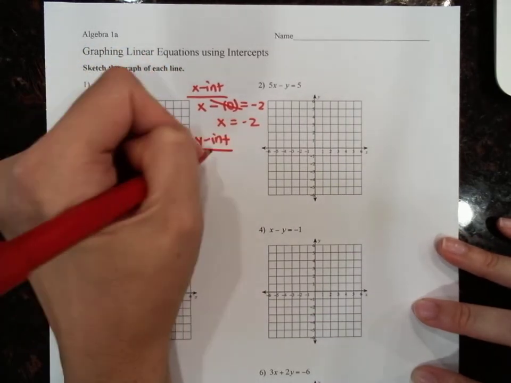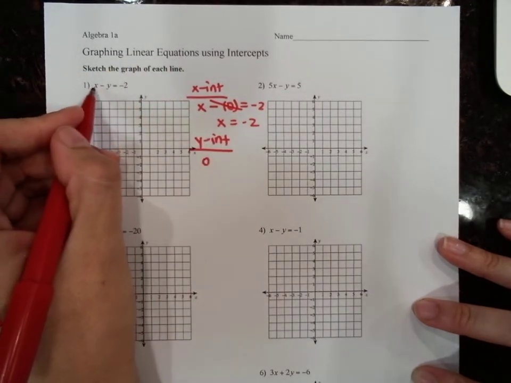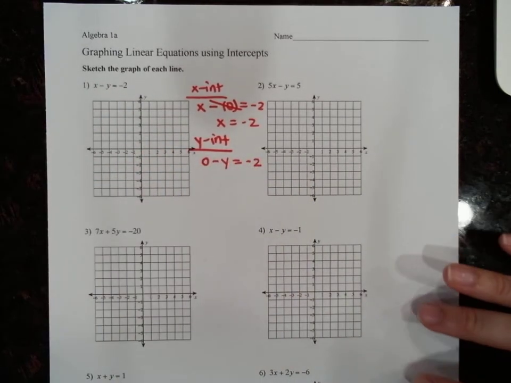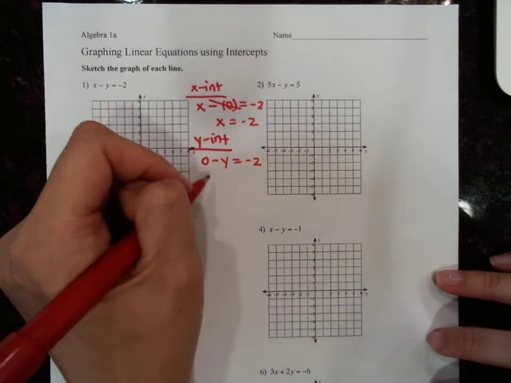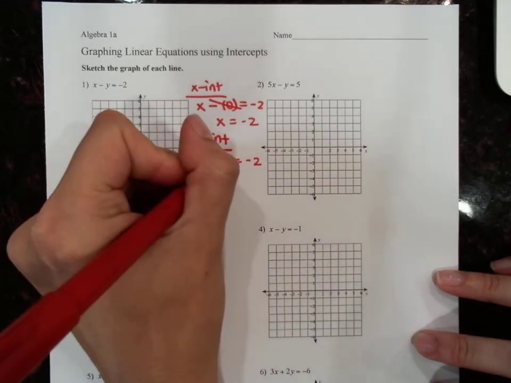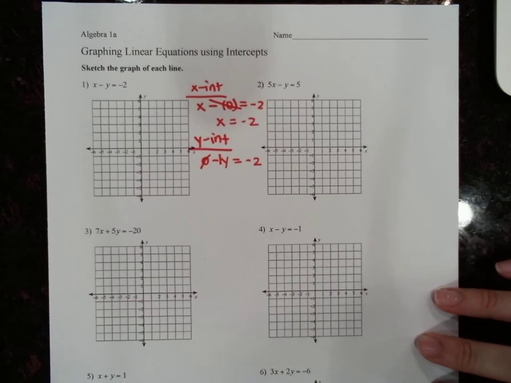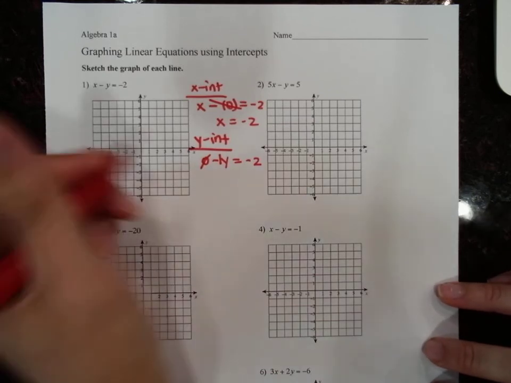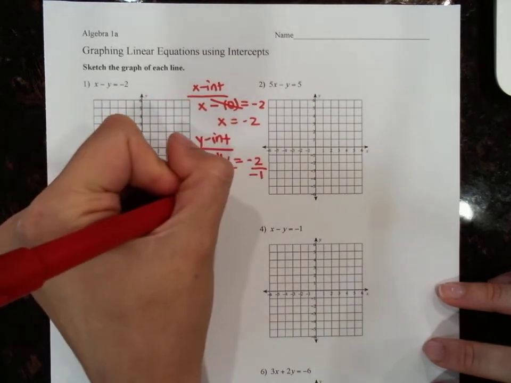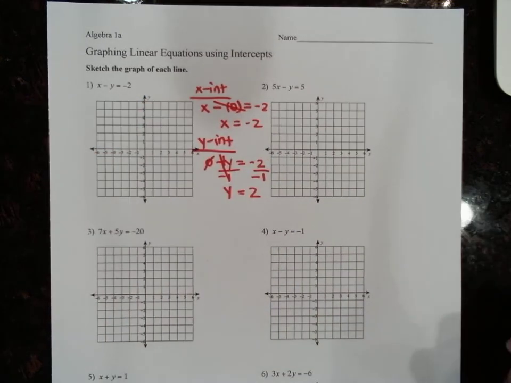And then the y-intercept, we know that x is 0. So we're going to put in 0 for x. So we have 0 minus y equals -2. And so we can just cross off the 0, and we have -y equals -2. So remember, there is a 1 right there. You can write that if that helps you. And so we're going to need to divide both sides by -1. And we're left with y equals -2 divided by -1, which is +2.